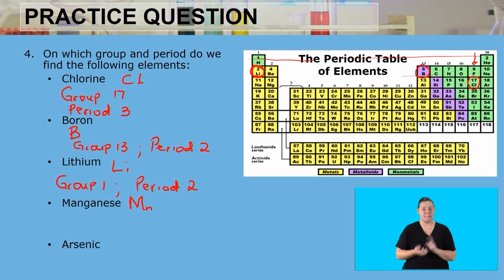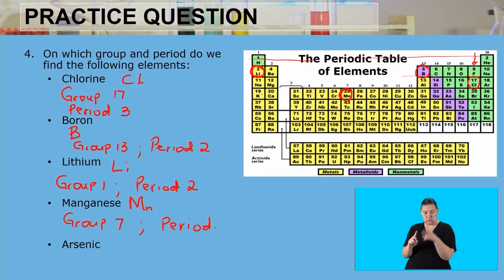So where do we now find this in terms of the group and period? We need to look for Mn in our periodic table. Mn is there. Mn is a metal. Now on which group and period do we find this Mn? We are seeing that it's in group 1, 2, 3, 4, 5, 6, 7. So group, easy. It's group 7. And then period. Now we need to count across horizontally. So it's 1, 2, 3, 4. So it's going to be found in period 4.